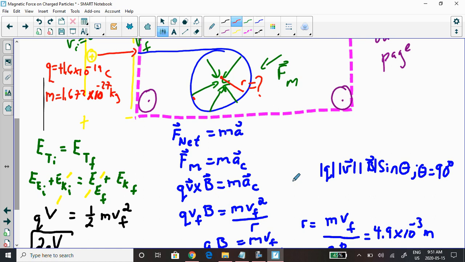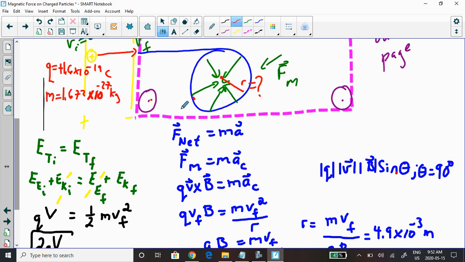But remember, we can find the magnitude of this. We can find the magnitude of that by saying magnitude of the charge, magnitude of the velocity, magnitude of the magnetic field times the sine of the angle between the velocity and the magnetic field. Well, kids, the magnetic field is coming straight out of the page, and the velocity is to the right. Right here, the velocity would be to the right. Right here, the velocity is at the bottom. It's going straight down. Right here, it's going in uniform circular motion.